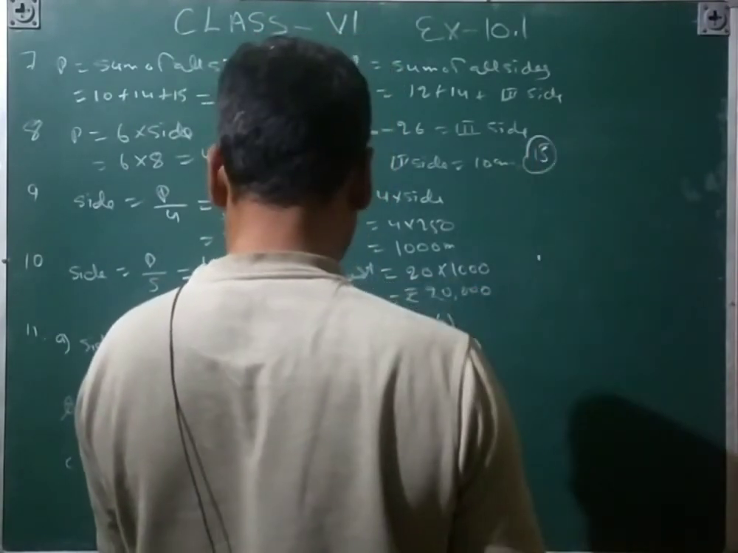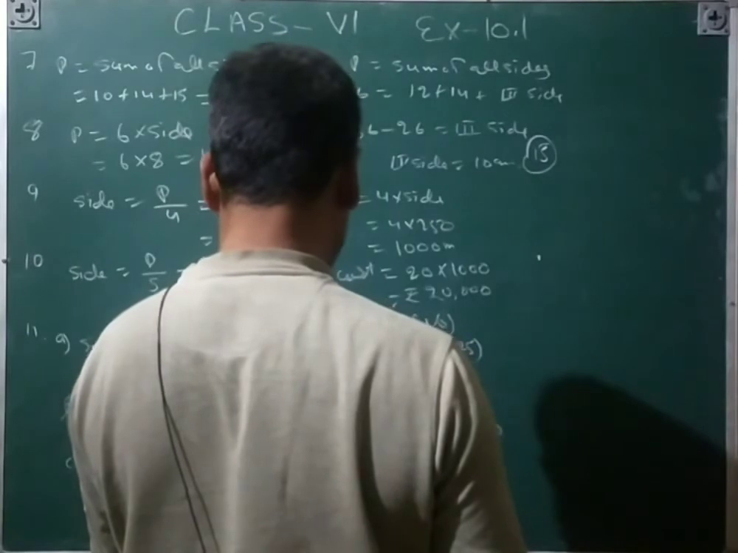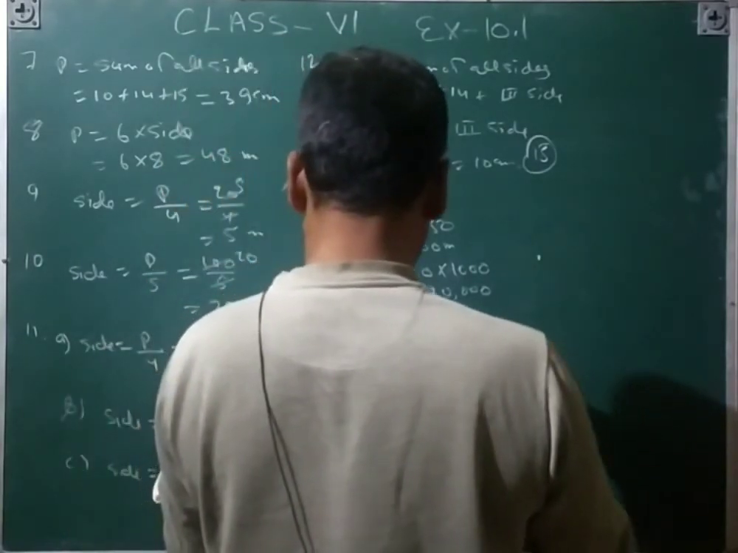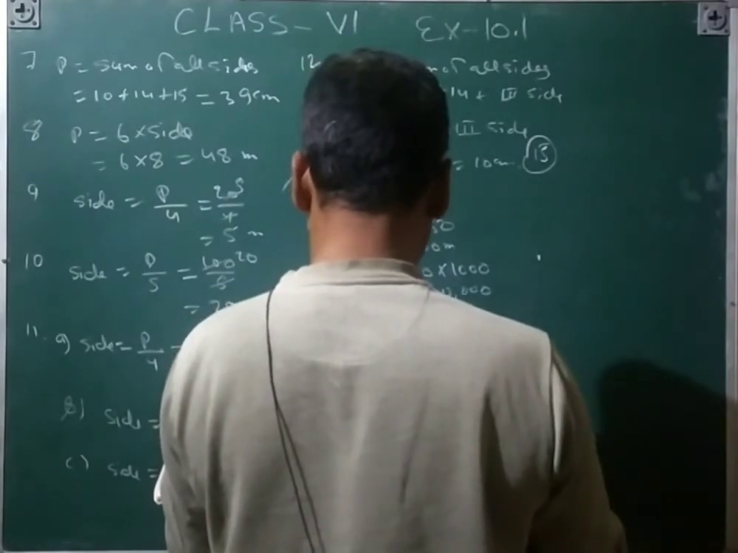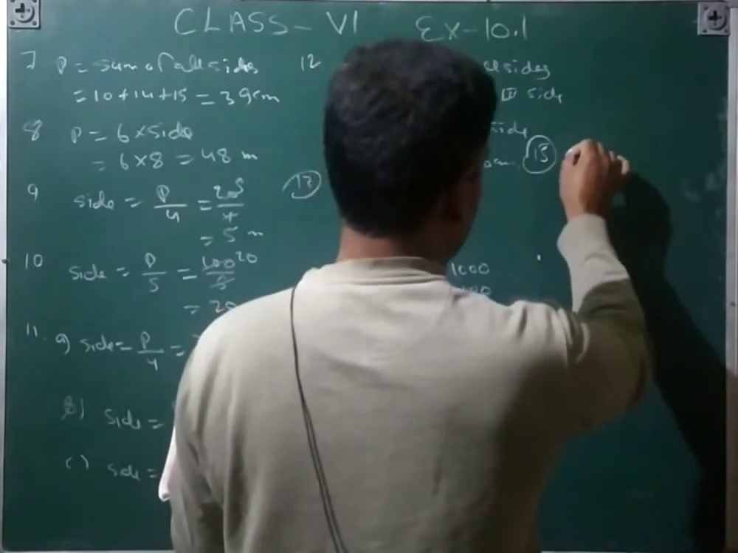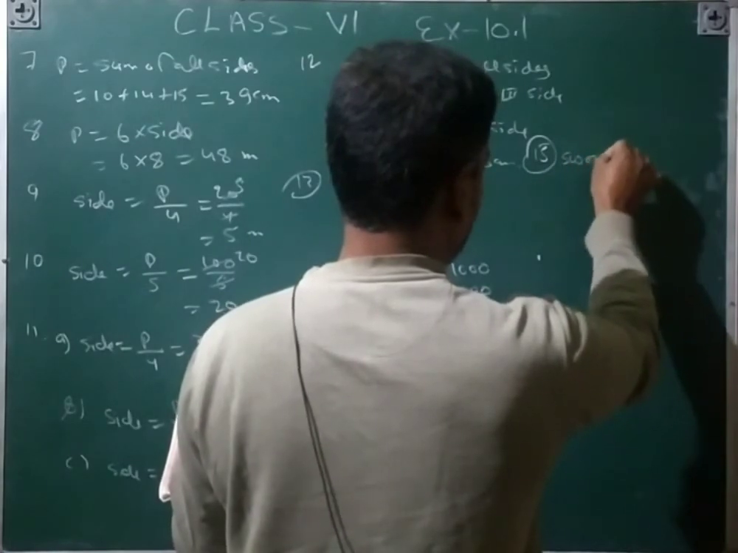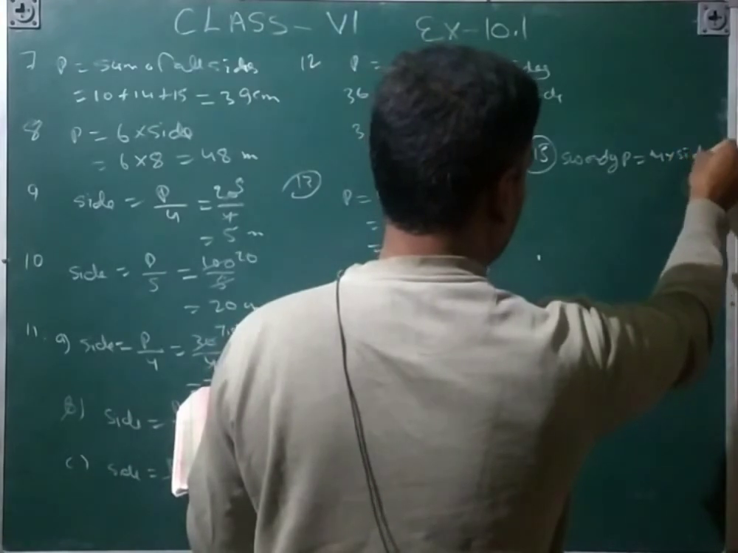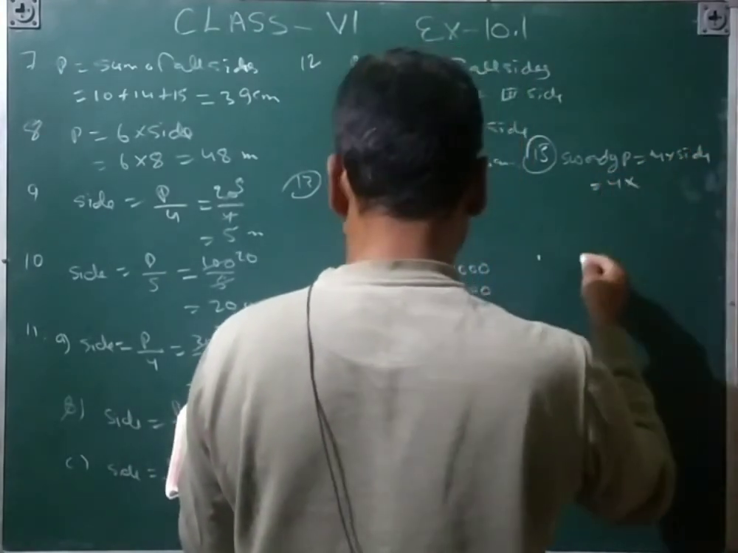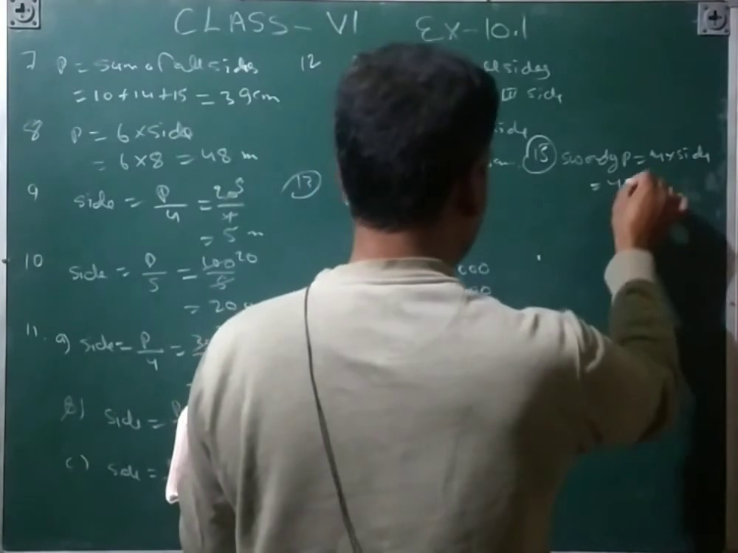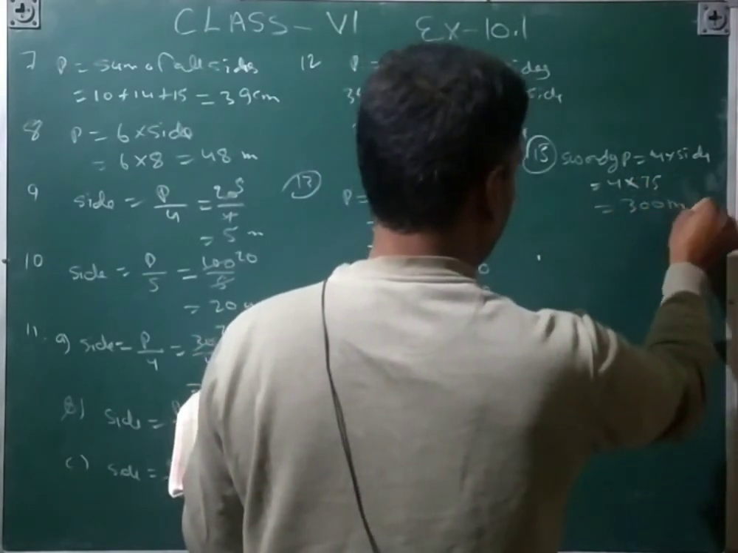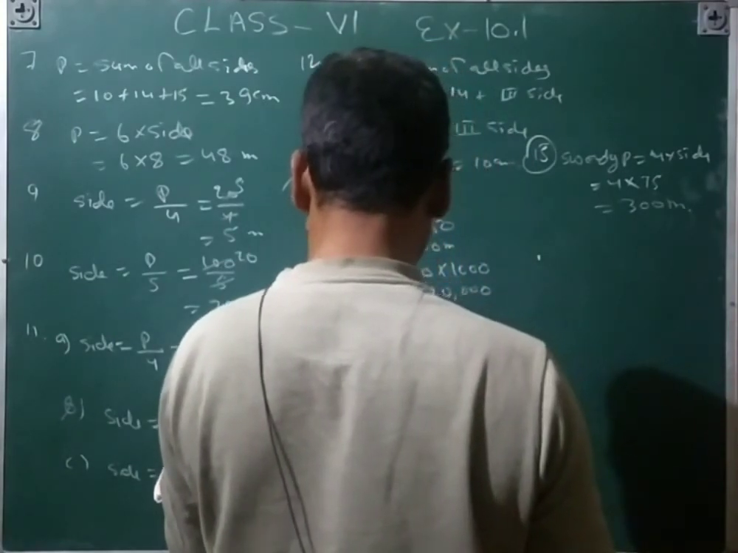15th question: Sweetie runs around a park of side 75. So we will write here Sweetie's perimeter is equal to 4 into side. That is a square park. So 4 into 75, that is 300 meter.